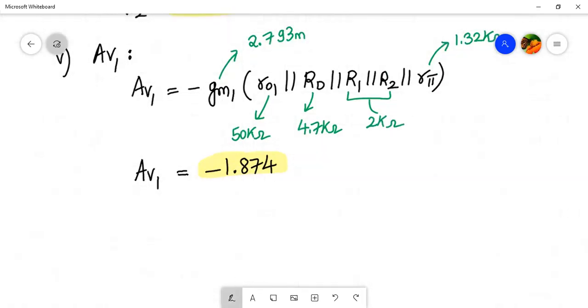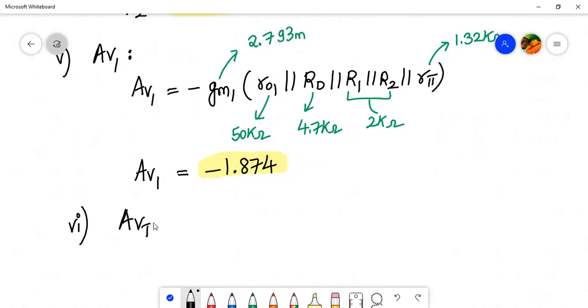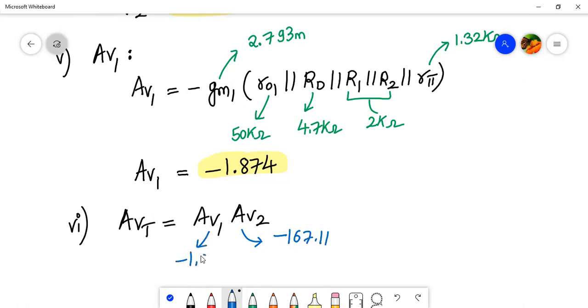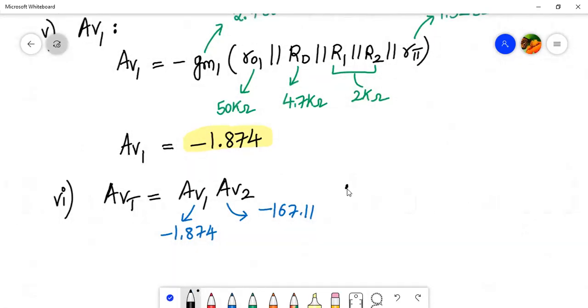Now to calculate the overall voltage gain, AV total will be AV1 into AV2. So AV1 value we just now got, minus 1.874, and AV2 value was minus 167.11, right? So finally, if you multiply these two quantities, the overall voltage gain comes out to be 313.16. So that's the value of overall voltage gain for the given cascade amplifier.